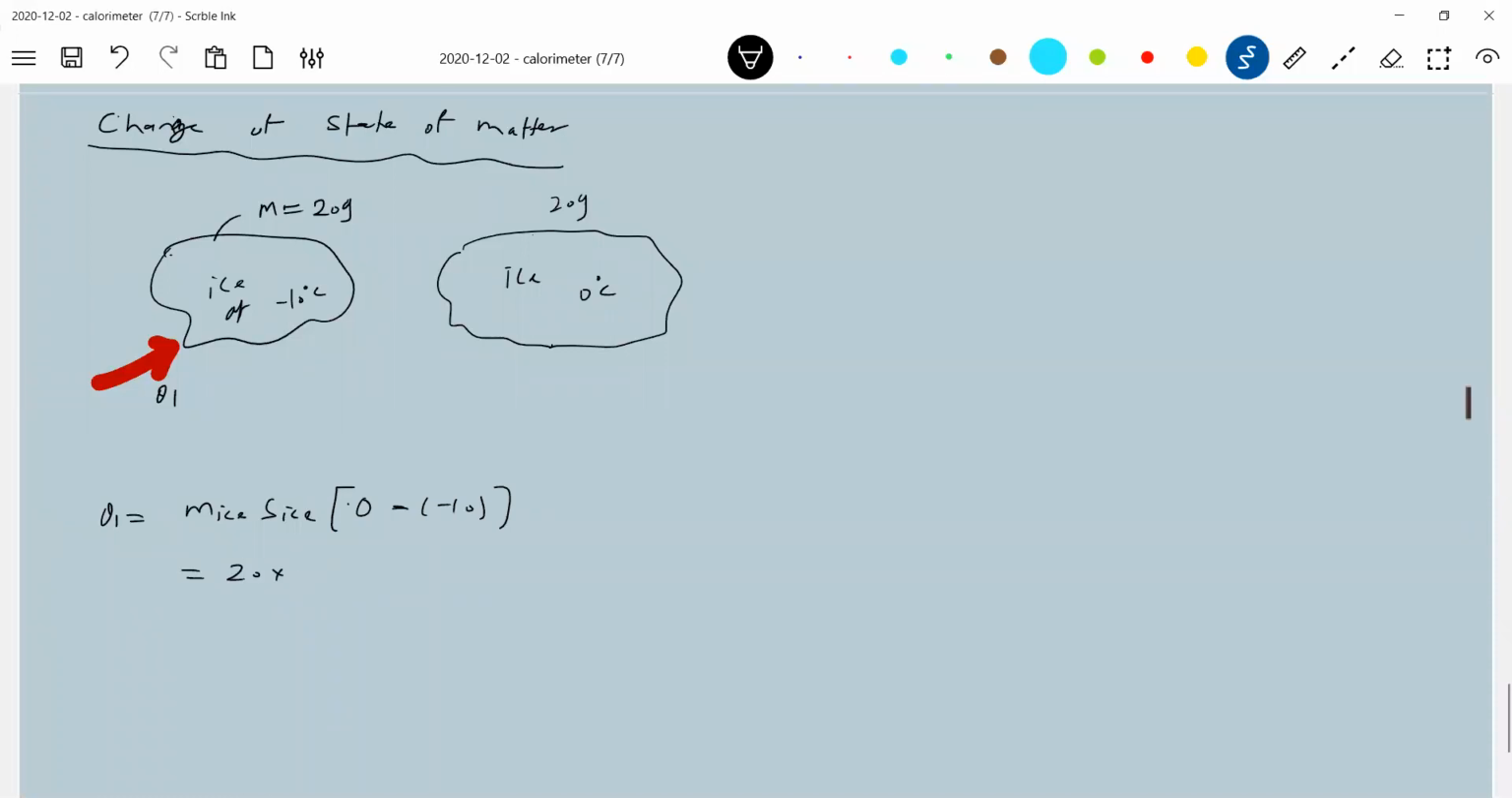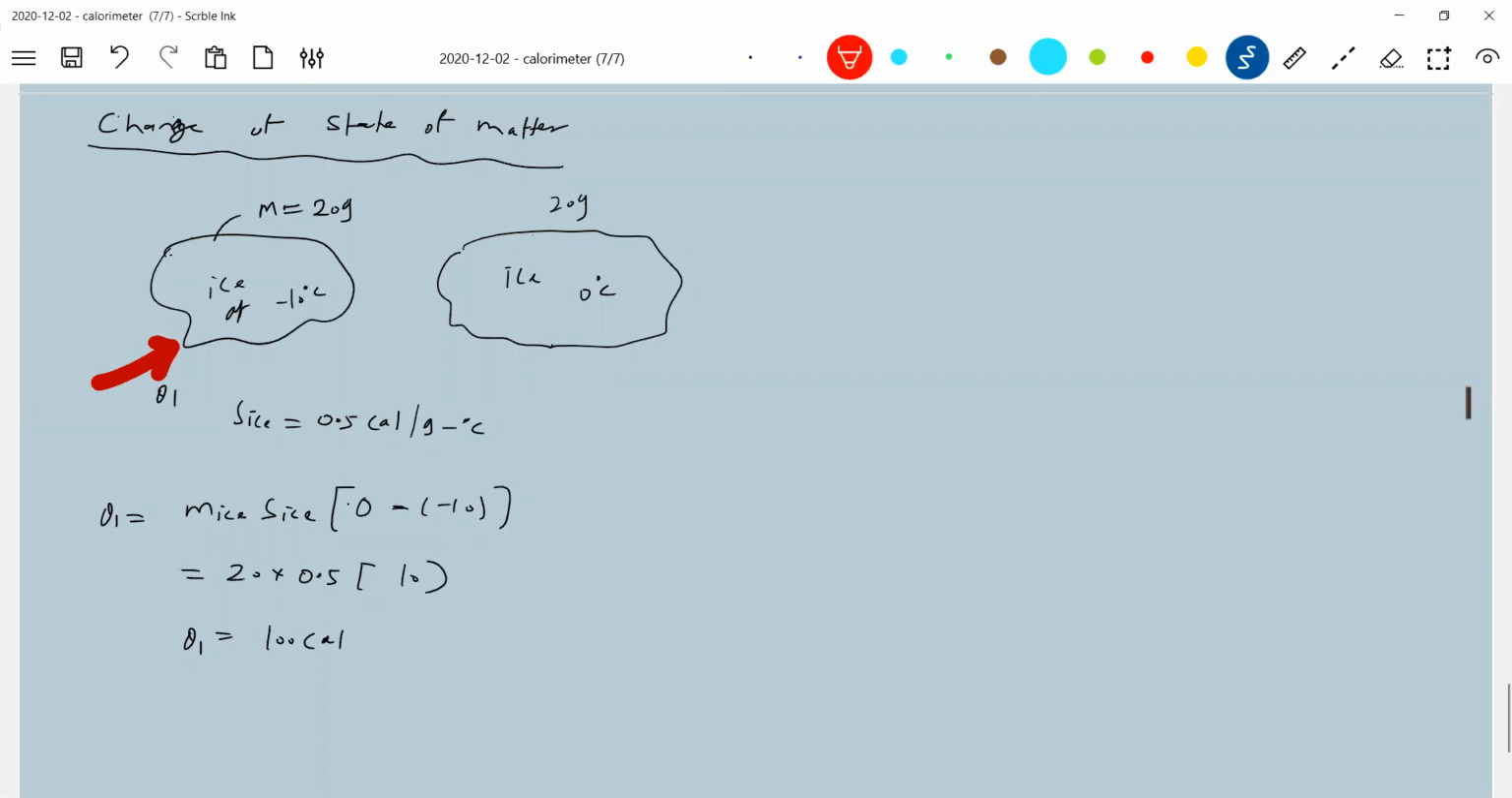Mass of ice 20, specific heat of ice 1 by 2 or 0.5. Specific heat of ice is 0.5 calorie per degree Celsius. So this will be 10. So 20 into 5, 100 calories of heat I should supply to raise the temperature of ice from minus 10 to 0 degrees Celsius. Now further I supply heat.